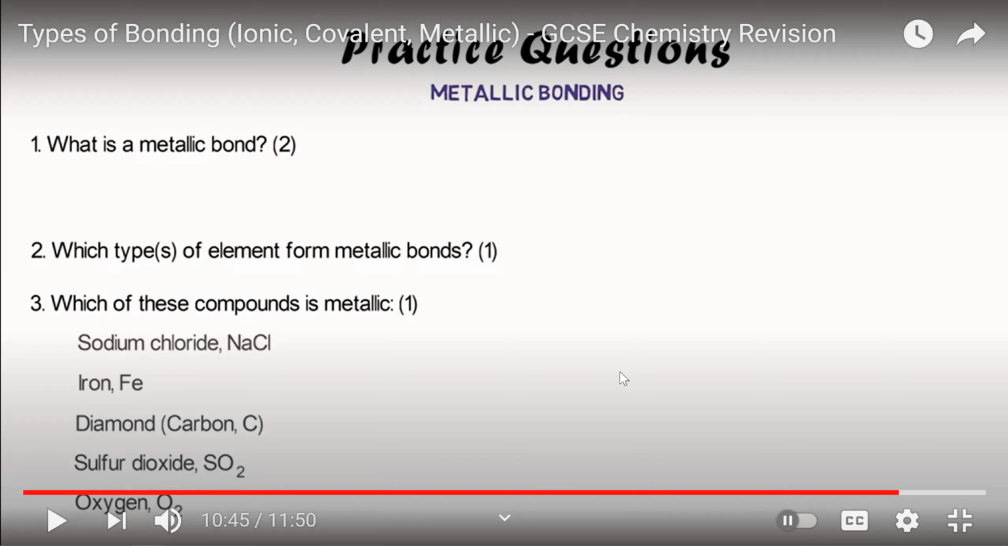Diamond is giant covalent, that you must understand. Diamond and graphite, they are giant covalent, right? And diamond is made of carbon, and carbon is a non-metal. We have said you the zigzag line, and carbon is on the right hand side of the zigzag line. Okay, so Ifat, what is the metal here? Only one metal is present. Which one? Sir, iron. Iron, only iron. Sodium chloride is ionic, diamond is giant covalent, sulfur dioxide is simple covalent, oxygen is simple covalent. So only iron is the metal.